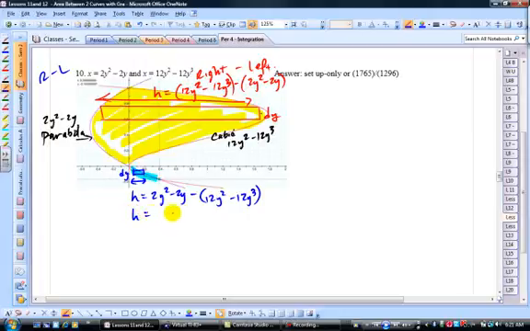So let's simplify the heights. We've got 2y squared minus 2y minus 12y squared plus 12y cubed. Simplifying, I've got 12y cubed.